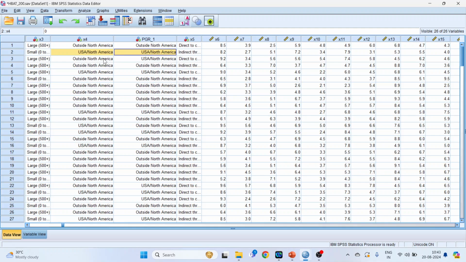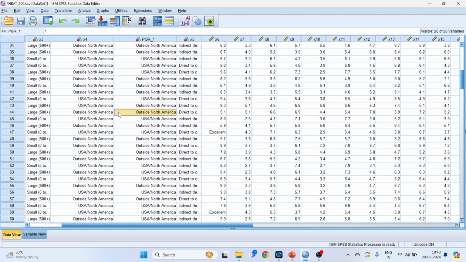But let's talk about the third case, outside North America, and the prediction done is inside North America. So this is misclassification. So this is one type of misclassification. Second type is here it will be USA North America and here it is outside North America. That also we will identify. So here it is, USA outside North America.